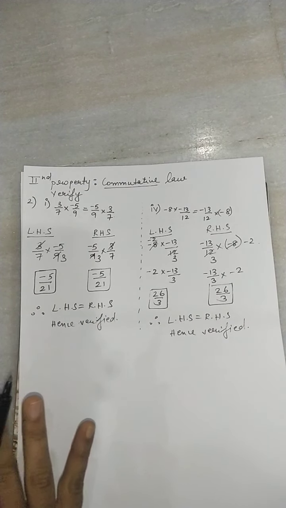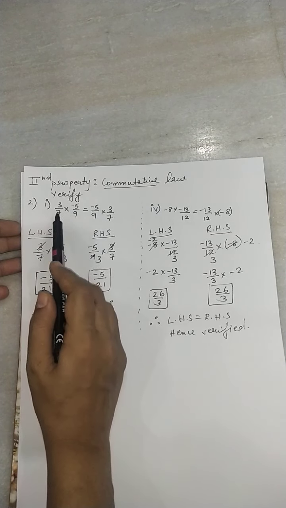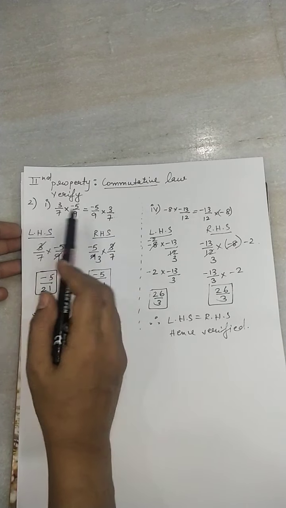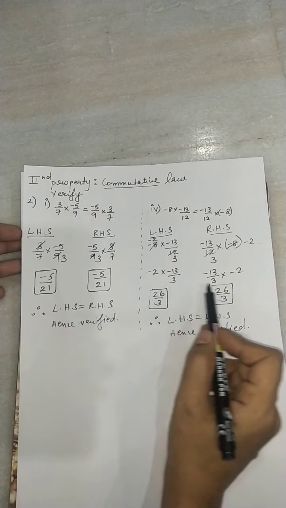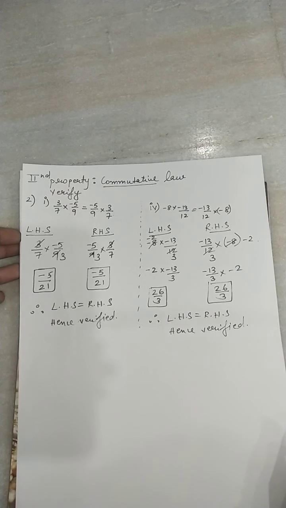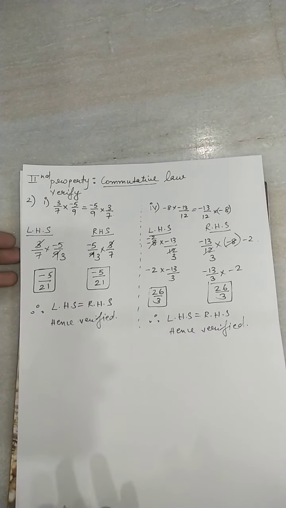So I hope it's very much clear by the commutative law that when two rational numbers are multiplied in any order, a rational number will be your answer. You can see I've got a rational number as the answer. So this is how you can solve the other parts also. I hope it will be very much clear to you.